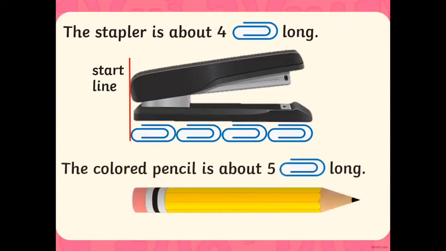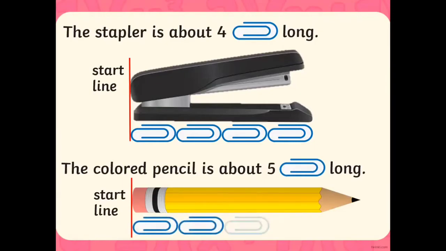Next, how about the pencil? The colored pencil is about 5 paper clips long. Again, this is the start line, and we will count 5 paper clips. Are you ready? Okay, let's count. 1, 2, 3, 4, 5. So this is how we measure the length of an object. Okay, let's try another example.